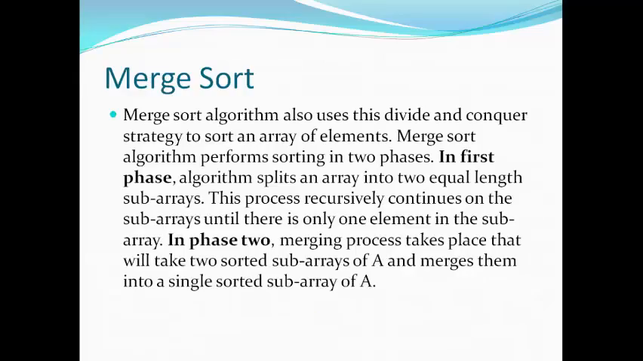Merge sort. Merge sort algorithm uses the divide and conquer strategy to sort an array of elements. Merge sort algorithm performs in two phases. The first phase splits the array into two equal-length subarrays, and the process recursively continues on the subarrays until there is only one element in the subarray. In phase 2, the merging process takes place, and that will take two sorted subarrays of A and merge them into a single sorted subarray of A.